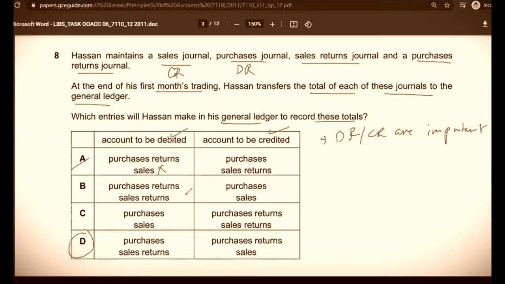For option B, let's look into this. They have been crediting sales, but at the same time, they credit purchases. So this is wrong. Purchases will be debited. So option B is wrong again. And option C is just a flip of option B, so option C is wrong as well. Even if you use elimination of options, you will arrive at option D. So the correct answer to multiple choice 8 is option D.